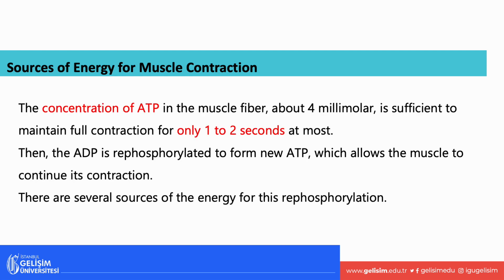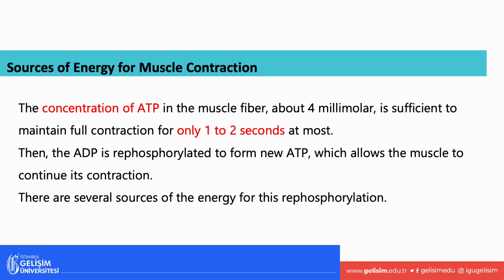Our muscle fibers require energy, and the preferred source of energy is adenosine triphosphate in order for them to contract. But the concentration of ATP in the muscle fibers is very small, about 4 millimolars. This isn't enough to maintain full contraction for a very long period of time. Usually it's enough to last only about 1 to 2 seconds, right?